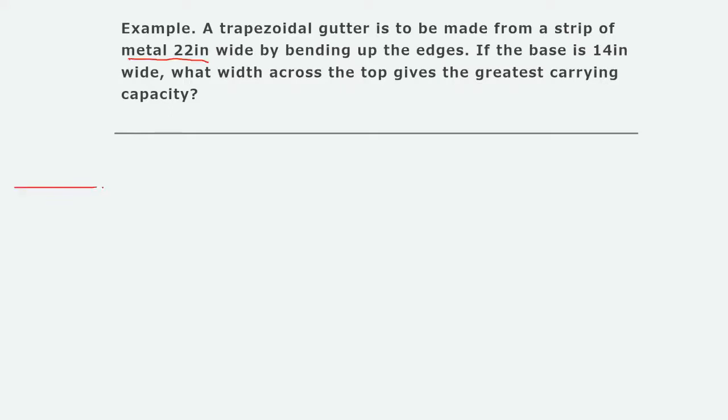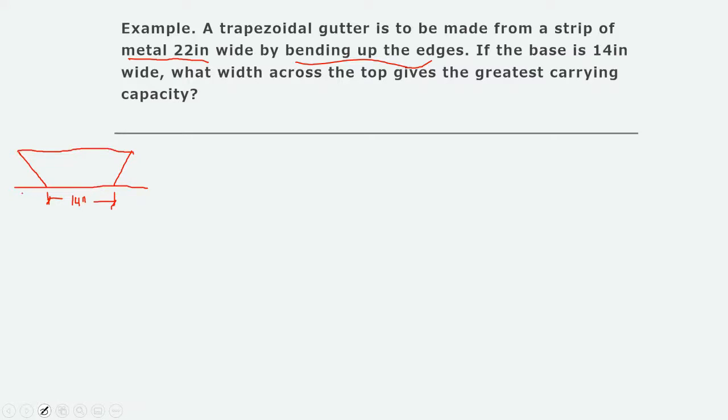If this is our strip that is 22 inches wide, and we bend up the edges, the base will be 14 inches. Meaning, if this side is bent here and here, the dimension of the base now will be 14 inches. As you can see, it will now form a trapezoidal gutter, like this, since we already bent it.